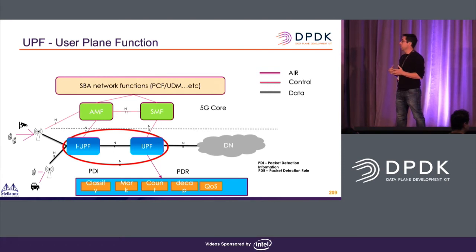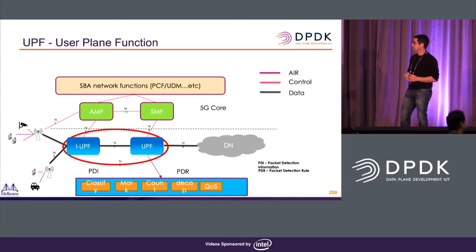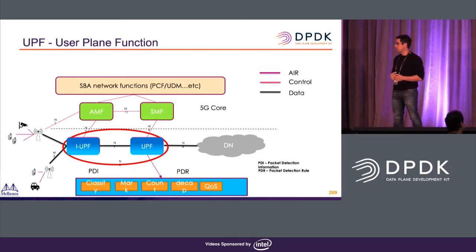After you have a match, you have some actions. For example, count, because there is billing. You do decap because you're going to the data network. You don't need the GTP. In some cases, you need to do NAT because you're going out to the network, so you have to change the source IP. And in some cases, you have quality of service.